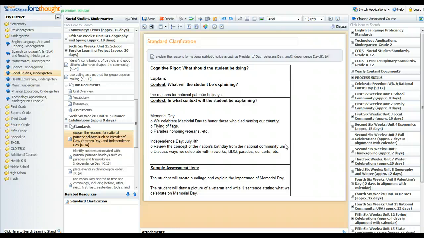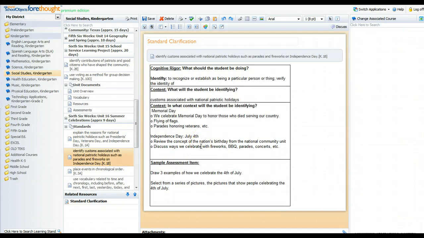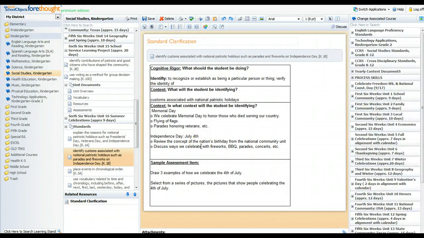So they need to know that Independence Day and 4th of July are the exact same thing. And then you want to discuss the ways we celebrate with fireworks, barbecue, parades, concerts, etc. Some of the things we have for writing on here is possibly they could create a collage and explain the importance of Memorial Day. They could draw a picture of a veteran and write 1 sentence stating what we celebrate on this day. When you're talking about the customs, draw 3 examples of how we celebrate the 4th of July.